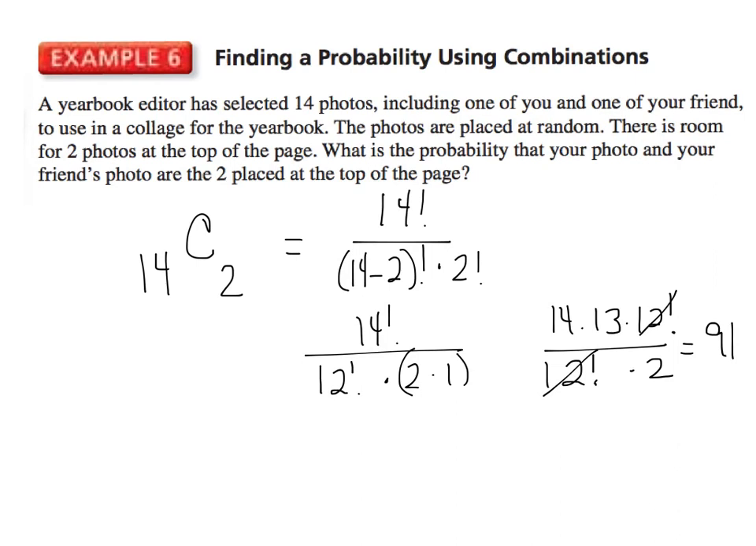Find the number of favorable outcomes. Well, there's only one possible combination with you and your friend. If you're picking 2, there's only one combination. So that would be 1 over 91. So you have a 1/91st chance of getting your friend's photo and your photo picked.